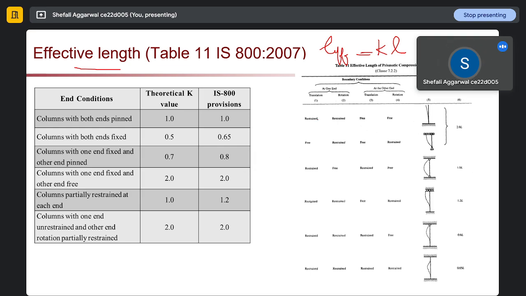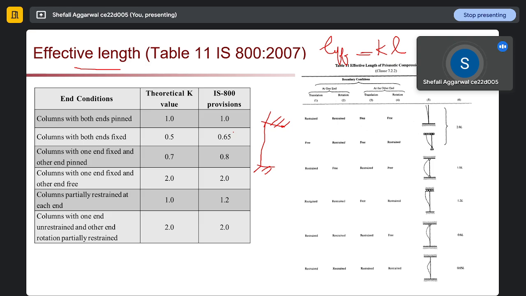This K factor will depend on what type of end condition you have. If this is our column, what is the end condition at this end and what is the end condition at this end? Depending on our end condition, our K will change. If both of our ends are pin joined, then K is given by 1, and IS also says 1. And if both ends are completely fixed, then the K value is 0.5. But according to IS 800, it is 0.65.